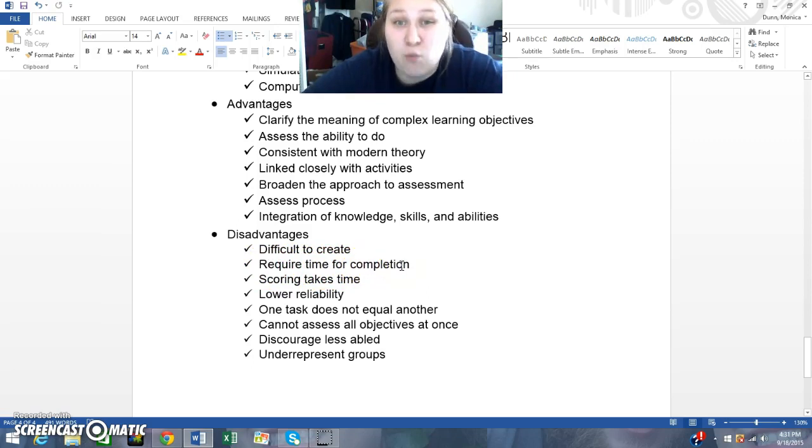It takes the students more time than a test would. Scoring takes more time than normal. There's a lower reliability. One task does not equal another. Just because a student did well on one task doesn't mean that they're going to do well on another task. And the lower reliability comes from two teachers may have the same student, but if they have different expectations, then the student may make different grades when he or she did the same amount of work.